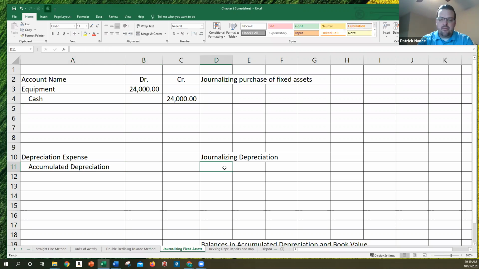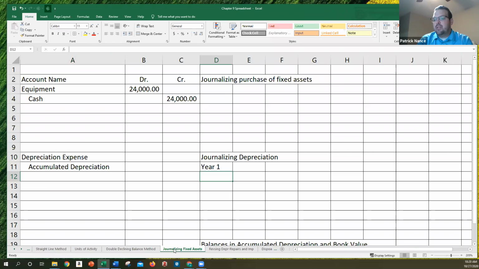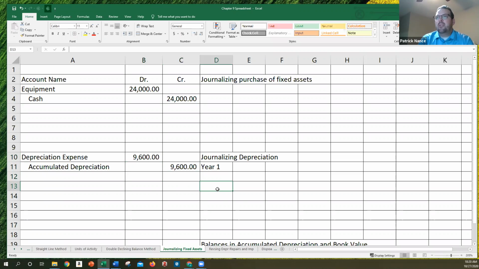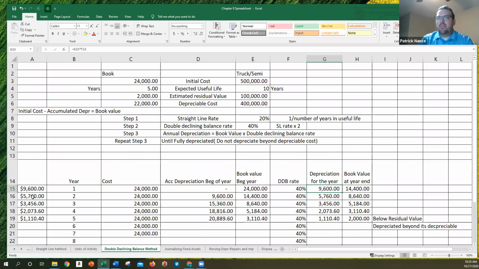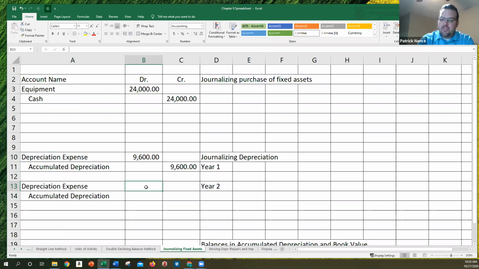So if this is year 1, this double declining balance, then the amount that I would depreciate it is this 9,600. So I'm debiting for 9,600 for depreciation expense, credit 9,600 for accumulated depreciation. Year 2, I'm going to do the same entry, but it's going to be for 5,760. So I need to retype this just like that. So 5,760 and 5,760.